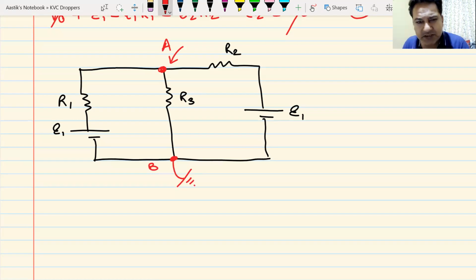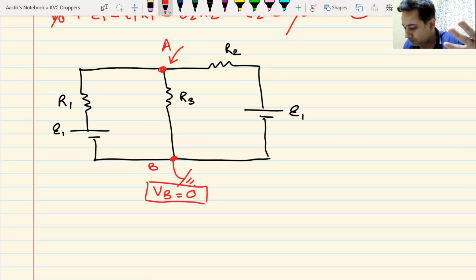If I earth B, basically what I'm assuming is that the potential of point B is taken as 0. Yes or no? Yes, sir. I can do it. That means whatever potentials I am getting will be with respect to B. Yes or no? Yes, sir. So if I call the potential of point A as VA, this VA is basically the potential of A with respect to B, and the potential of B is taken as 0. Yes or no? Yes. That's it.